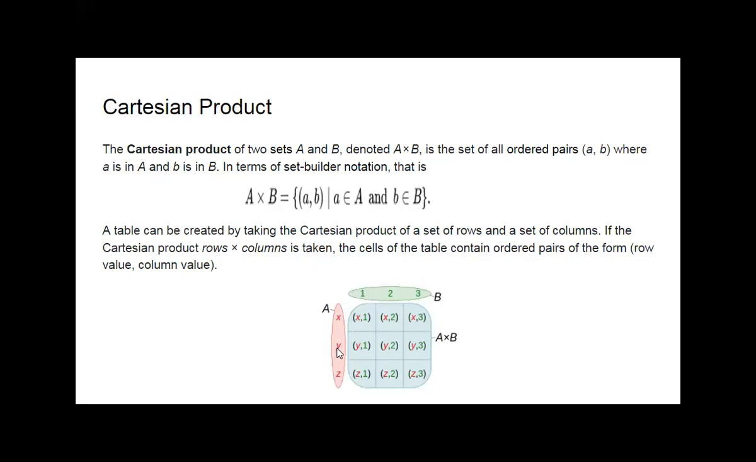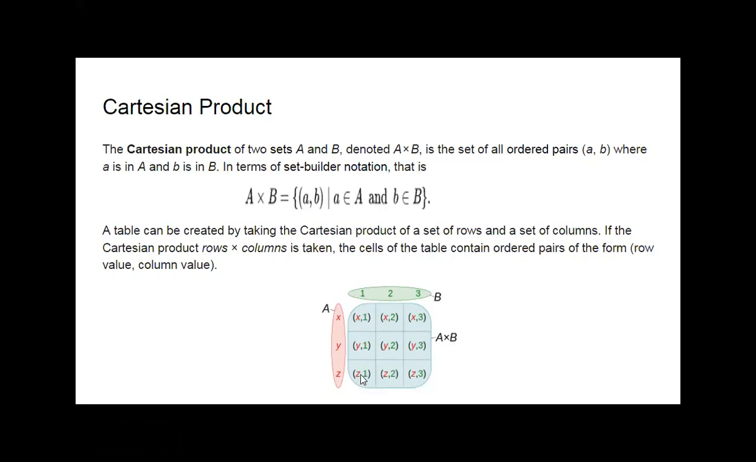Then we consider the second row. Y1: Y is the row, 1 is the column. Then Y2: Y is the row, 2 is the column. Then Y3: again, Y is the row, 3 is the column. So X1, X2, X3, Y1, Y2, Y3. And last, it is Z, row Z.